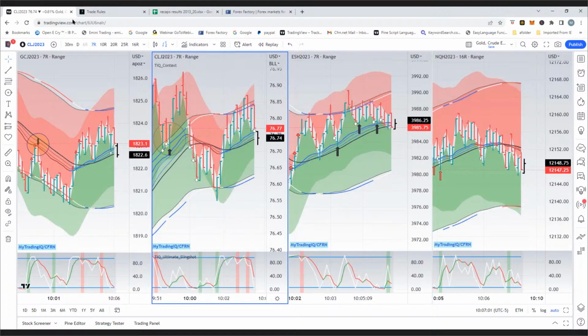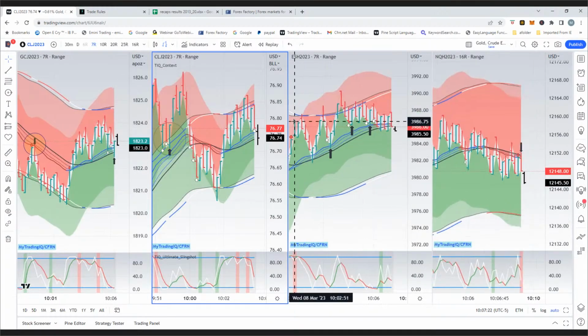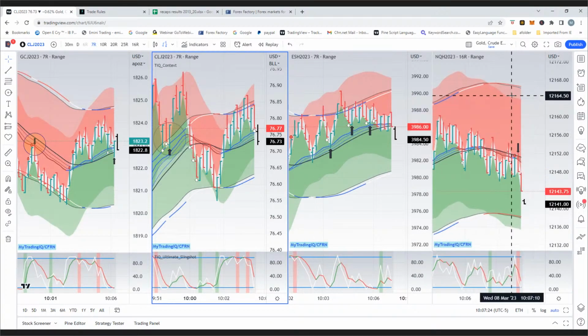But also, if you go to mytradingiq.com, trade rules right here is a setup video to set up the TradingView, the context indicator, and the rules for setting it up. Right here are all the sensitivity settings for these markets. Now, these are suggested settings. You can change those so you have more arrows, or so you have fewer arrows. Whichever you want to do, it's up to you. I put that completely in your hands.